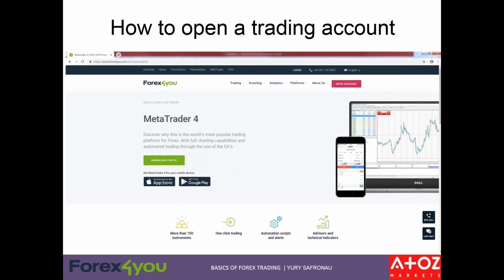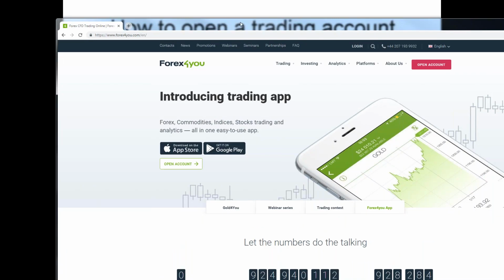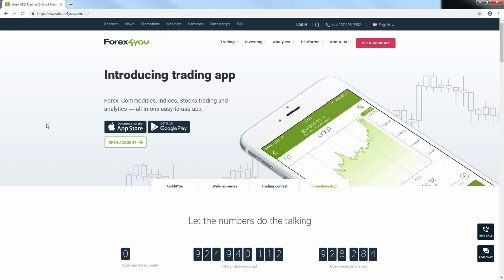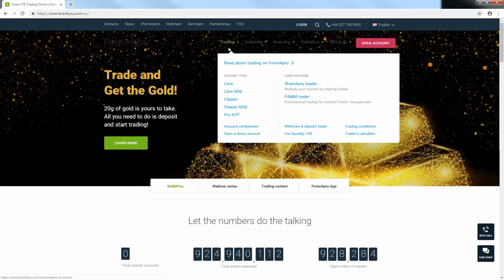So the next question is basically how to open a trading account. Let me show you how to open a trading account on Forex4you website. So there we go. All right. So you can either choose a demo account or a real trading account. So to open a demo account, you click on trading. You basically not click, but put your mouse on it and then click open demo account.